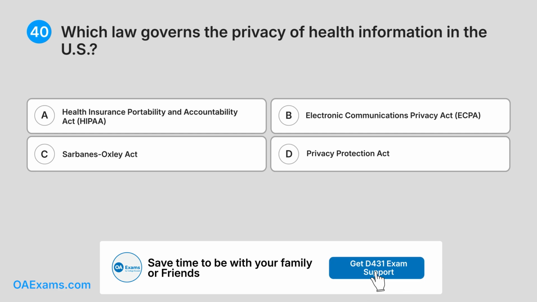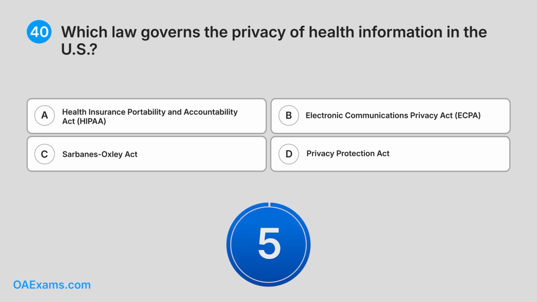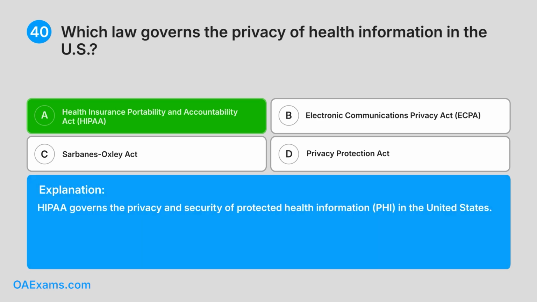A. Health Insurance Portability and Accountability Act, HIPAA. B. Electronic Communications Privacy Act, ECPA. C. Sarbanes-Oxley Act. D. Privacy Protection Act. What do you think is the answer? Correct answer: A. HIPAA. Explanation: HIPAA governs the privacy and security of protected health information, PHI, in the United States.